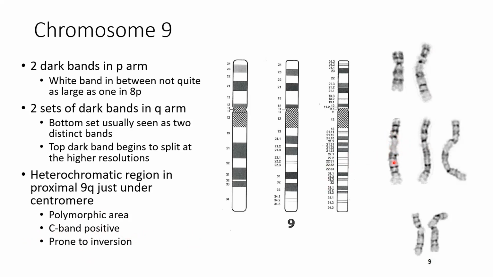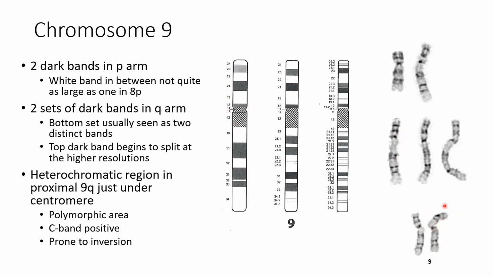This region, though, is really prone to inversions. And an inversion is when you get 2 breaks in the same chromosome, and that middle segment reverses its orientation. So this is an inverted 9 down here. What has happened is there's been a break right above the centromere in this P13 region, or actually right at the interface of P12, P13, and then a break at Q13. And then all of this is flipped up, this is flipped down, and that's what you're seeing here.